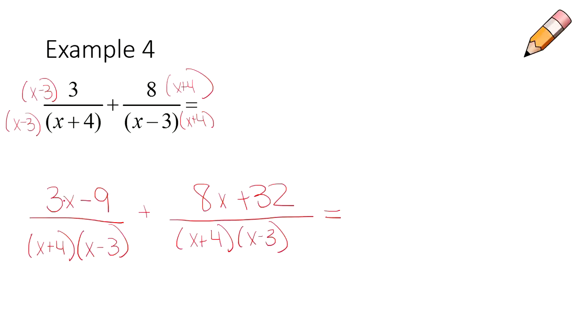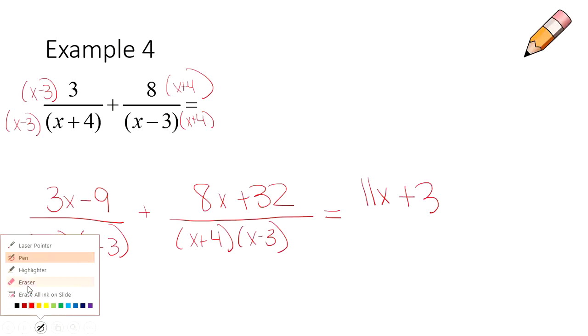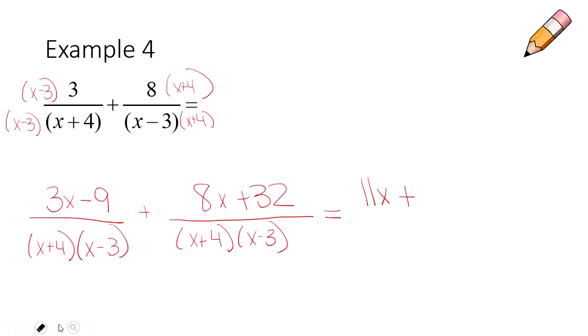Let's add our numerators. 3x plus 8x, I got 11x. And then negative 9 plus 32 is 23. Whoa! Bad hand. I wanted to write a 2. There we go. 23. And then I still have x plus 4, x minus 3 on my denominator. The numerator does not simplify, thus I am done with my wonderful answer.